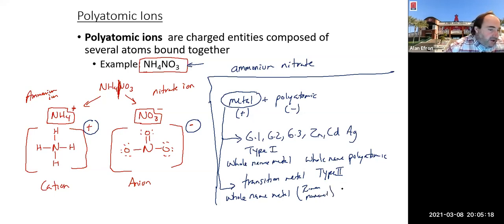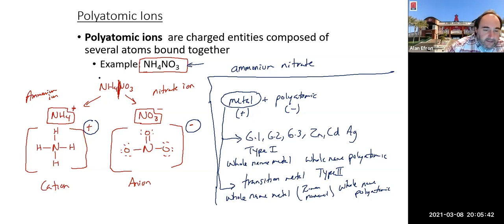To indicate the charge on the metal, and then we use the whole name of the polyatomic ion. A lot of times when we're dealing with polyatomic ions, we're going to be dealing with metals, and we pretty much name it the exact same way as we name type 1 and type 2 compounds. So it works out the same in a lot of cases because of that.